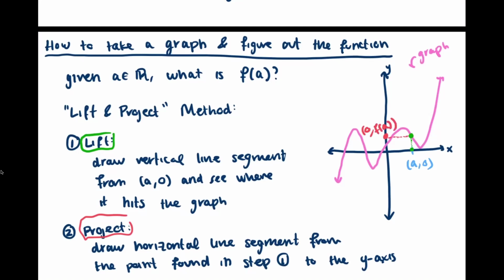Okay, so why is that? We started with our point a, and we saw where the graph is when x equals a. So that's this point. And by definition, since that point is on the graph of f, this point is a comma f of a. And so the project step just tells us what that second coordinate, f of a, was.